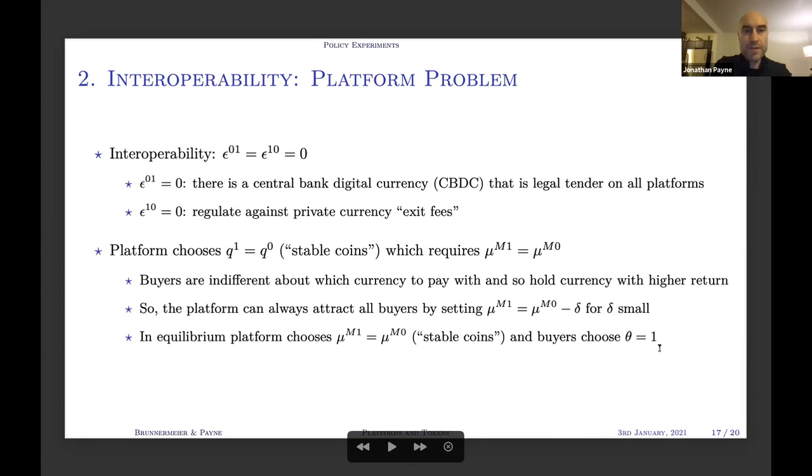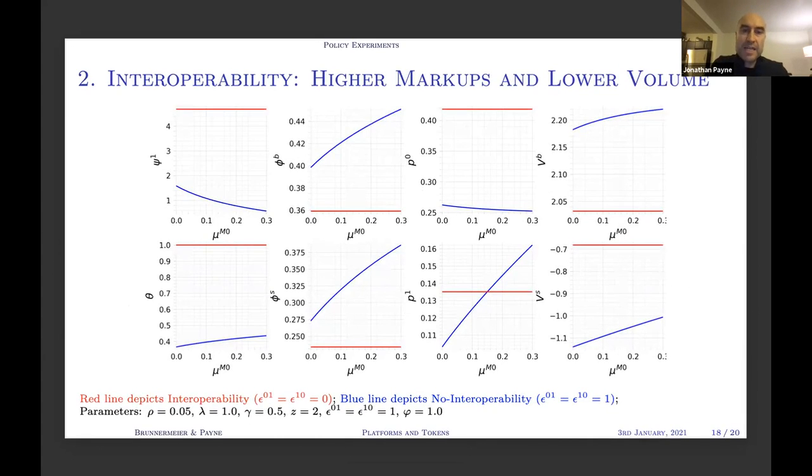All right. Okay. So how does it end up changing the way the platform tries to maximize revenue? So here I've plotted these where again, I've got the growth rate of government money supply on the x-axis, and then I've got the various objects in the economy on the other axis. So the first thing we can see is that once we have this interoperability, the economy loses its dependence on the government. Well, the design problem of the platform loses its dependence on the growth rate of the government money supply.